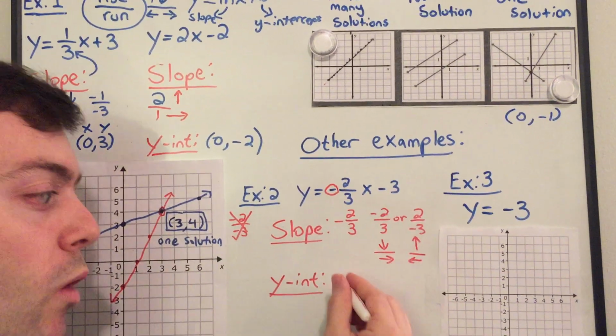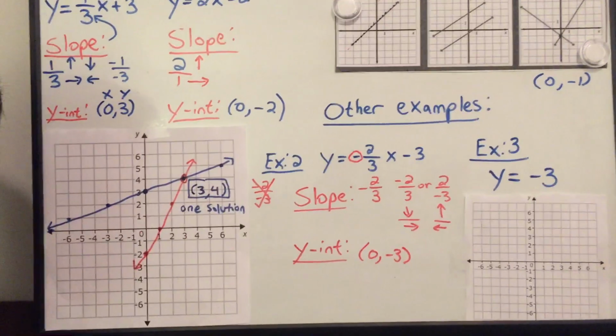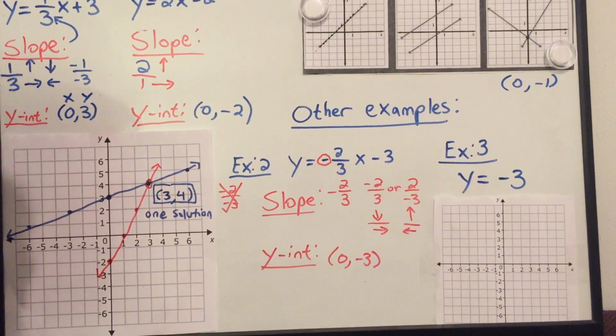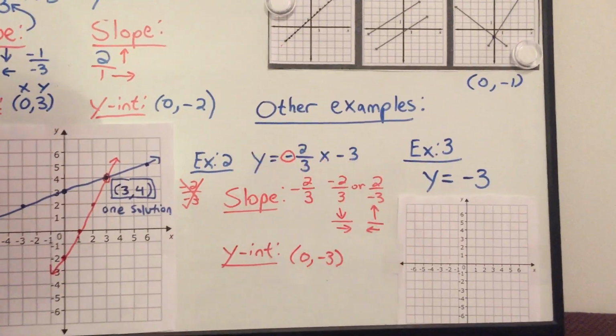And then also my y-intercept here would be 0, -3. So I could go about graphing that. So I hope that helps clear up any misconceptions you may have if there's a negative just chilling out front and it's not necessarily with a number.